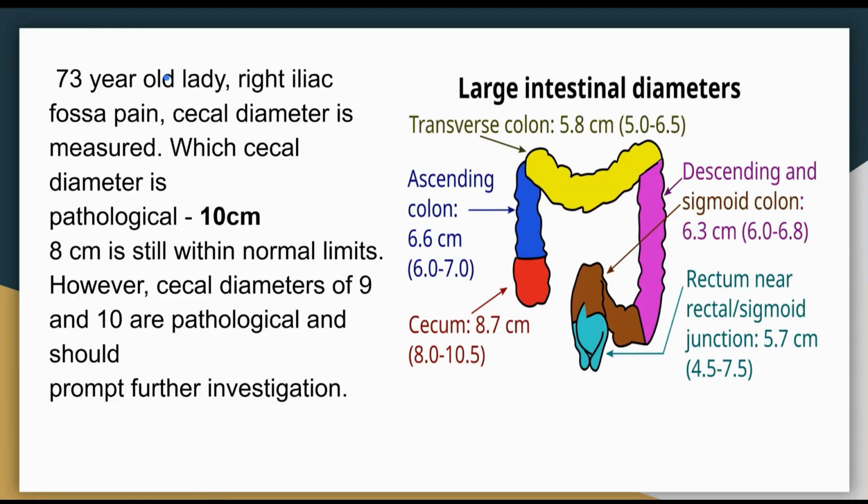A 73-year-old lady presents with right iliac fossa pain. Cecal diameter is measured, and they're asking which cecal diameter is going to be pathological. That is this 10 centimeter.